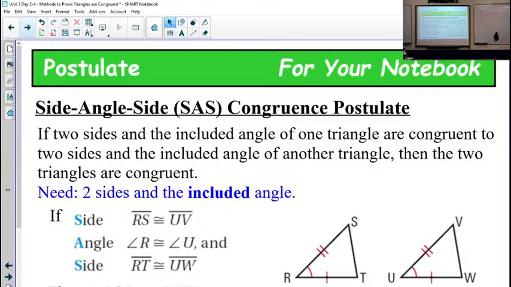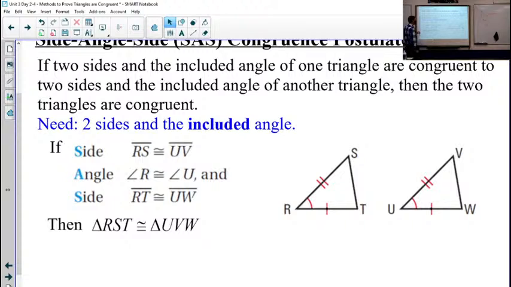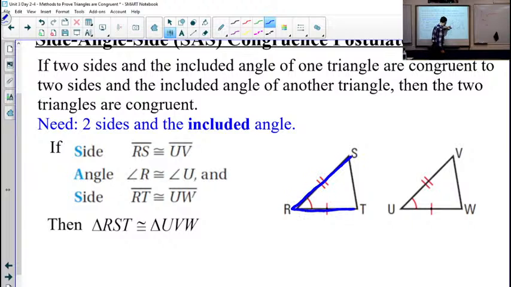Side angle side means we have two pairs of sides and then the pair of angles that's included in between them. Two pairs of sides and the pair of angles that's included in between them. Here's what I mean by that. I've got these two pairs of sides. So here's my two sides on this triangle.